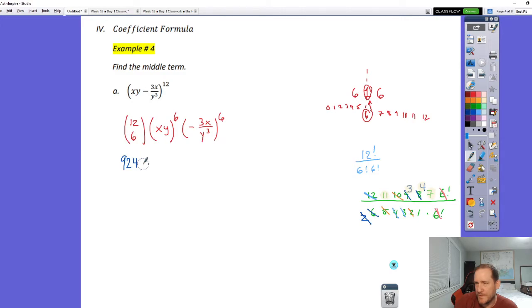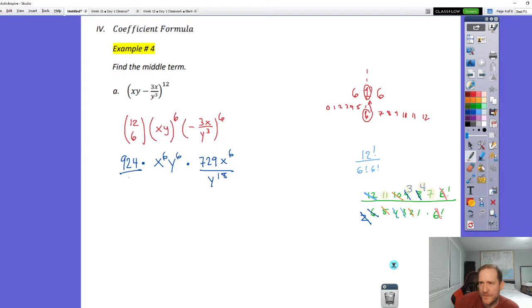There's our binomial coefficient. Now there's no extra coefficient here. We're just going to get x to the 6th, y to the 6th. Here, geez, negative 3 to the 6th. What's 3 to the 6th? 9, 9, and 9. 81. 729. And it's positive 729 because it's an even power. So you'll get 729 x to the 6th, and in your denominator, you'll have a y to the 18th.